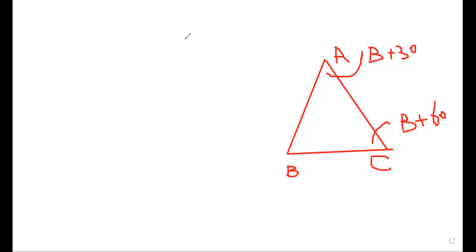We know that their sum should be equal 180. We have to find B first. Now we will make an equation. Angle A plus angle B plus angle C, their sum should be equal 180. Angle A equal B plus 30. And B will be the same, we will not change B. We will change C into B plus 60. So the sum equals 180.